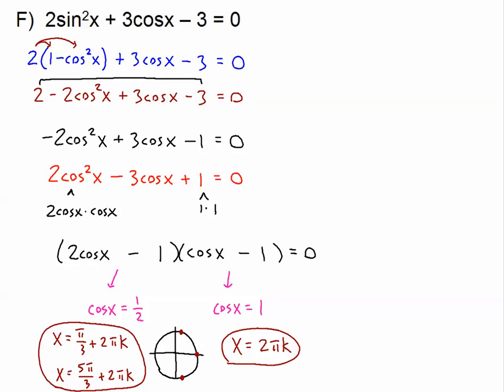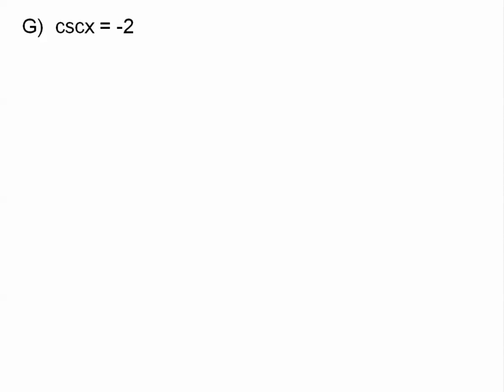So let's look at one last situation today, and that is part G. We have the cosecant of x is equal to -2. So we don't typically memorize our reciprocal values from our unit circle. So let's deal with this cosecant. Our cosecant we know is 1 divided by the sine. So cosecant x is equal to 1 divided by the sine. So we know 1 over sine is equal to -2.